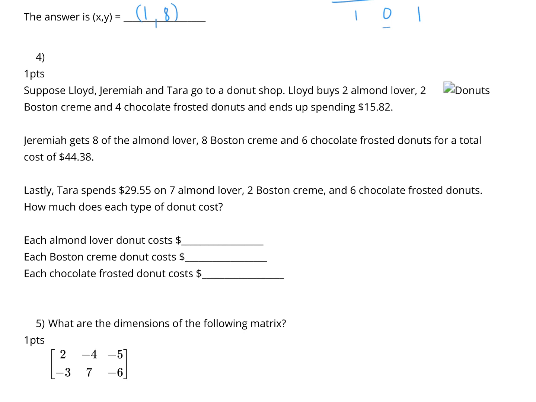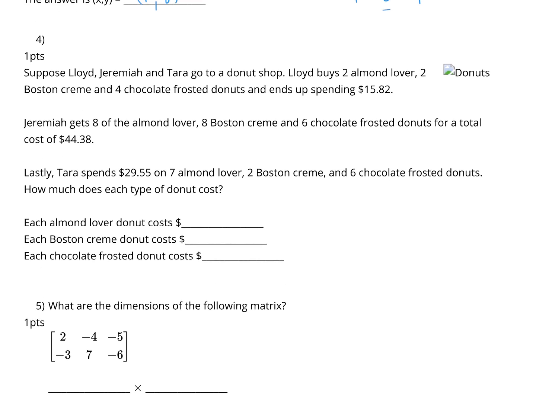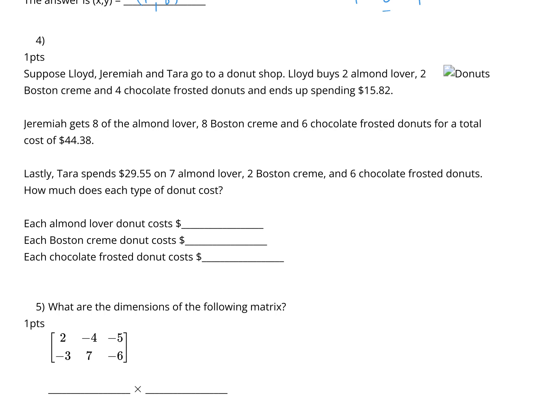Okay, so there probably isn't even enough room right now for me to do this. But let's set it up, and then maybe we'll have to move the screen down some. So first it's important to be able to write an equation for each person. So we have almond lover, Boston cream, and chocolate frosted donuts. So it looks like it's pretty easy to set it up as A, B, and C.